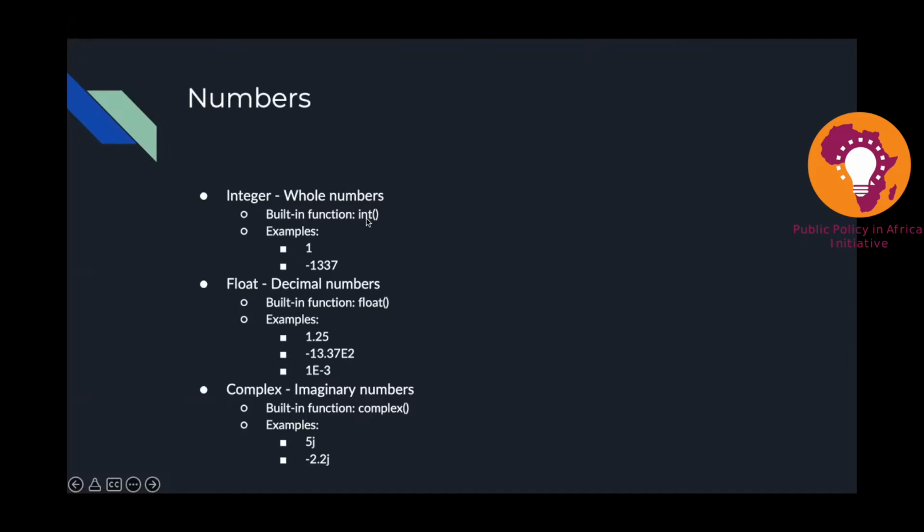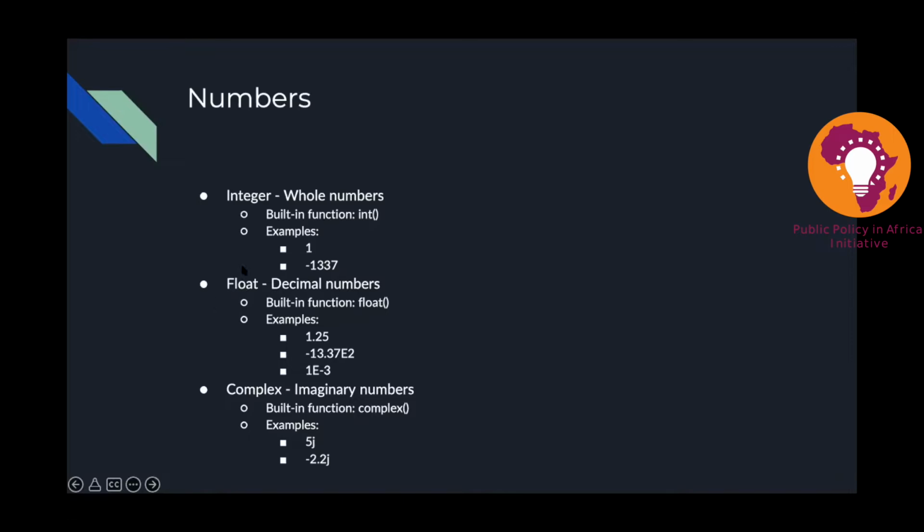The next type of data we have is numbers, and these will be in three types. The first type is an integer. This will be a whole number or a negative number. For example, 1, minus 1337, or minus 10, 0. Any of those whole numbers or negative integers can be classified as an int. They have the built-in function int if we want to use them.